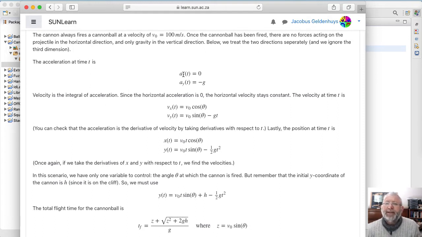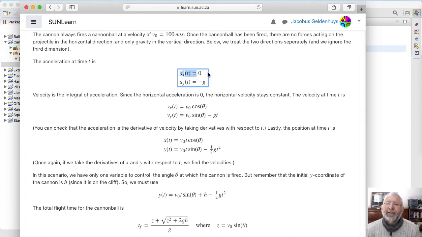The acceleration at time t in the x direction is 0, because we said that it's not going to change the speed. There are no forces acting on it. So Newton's law tells us that the force that acts on a body is equal to the mass times the acceleration. So we can actually calculate the acceleration from the mass and the forces acting on it. And if there are no forces, acceleration is 0 in the x direction, and minus g, so minus gravity, g is the gravitational constant, in the y direction. Good, that makes sense. Velocity is the integral of acceleration.